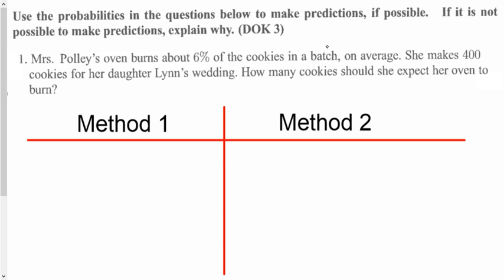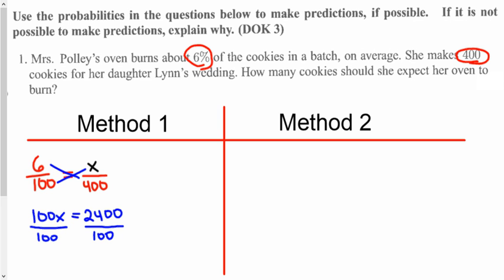The first method that I'll use is setting up a proportion. Since 6% of the cookies are burned, I can turn that 6% into a fraction, 6 over 100. 100 would be equal to the total, and she made a total of 400 cookies, so I can put that on the bottom on the other side of this proportion. Now we just need to find out how many of the 400 cookies she burned, and we can use cross multiplication to solve. So we find out that she would be burning about 24 cookies out of the 400.